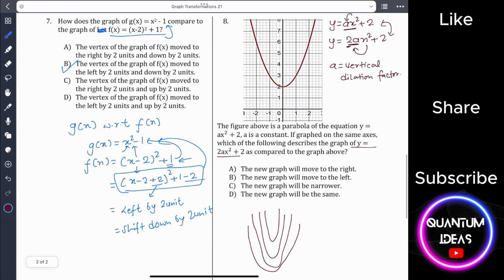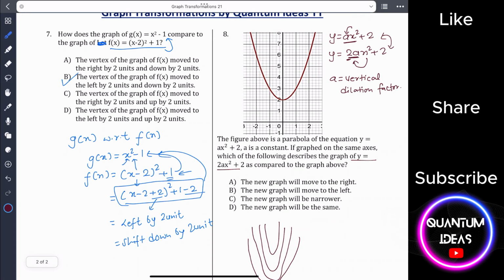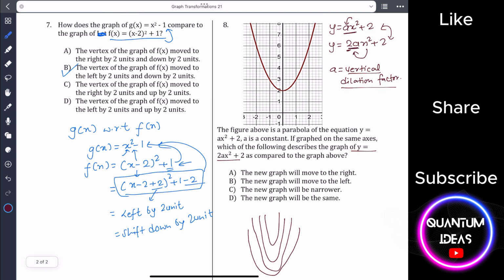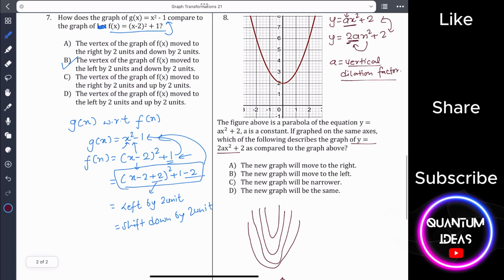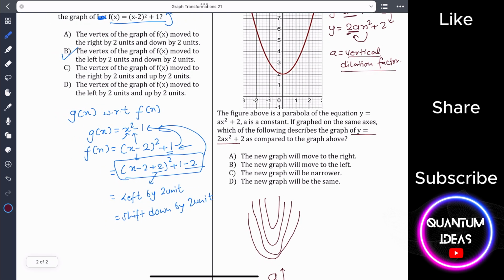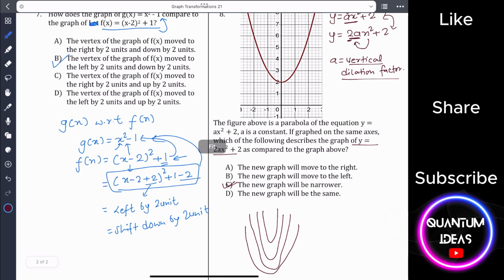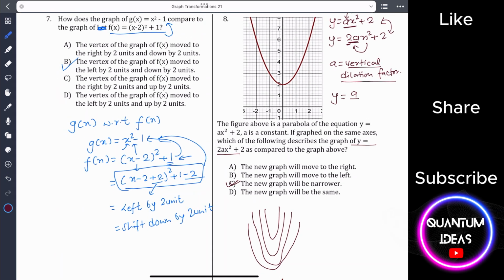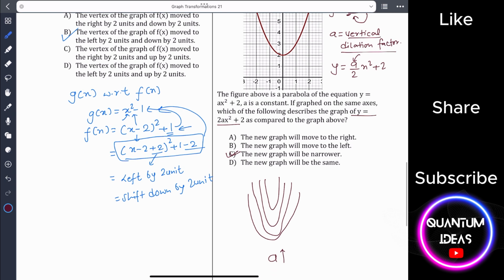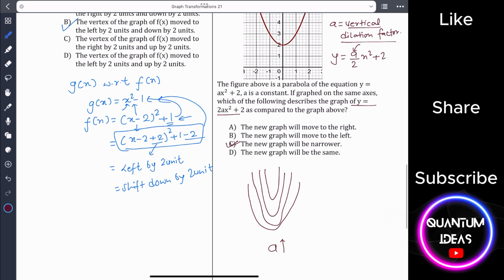Here we can see the coefficient of x² is increasing, which means the vertical dilation factor is increasing. Since that is increasing, the parabola is getting narrower. So you can check option C, that the new graph will be narrower. If it was given like y = (a/2)x² + 2, the value of a is decreasing, and in that case the parabola becomes broader compared to the old one.